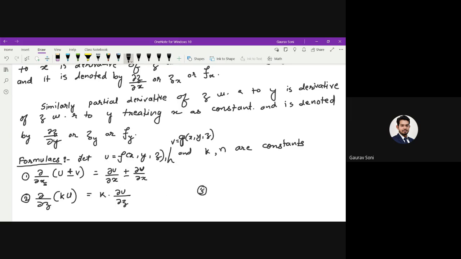Third, partial derivative with respect to y of f of x.